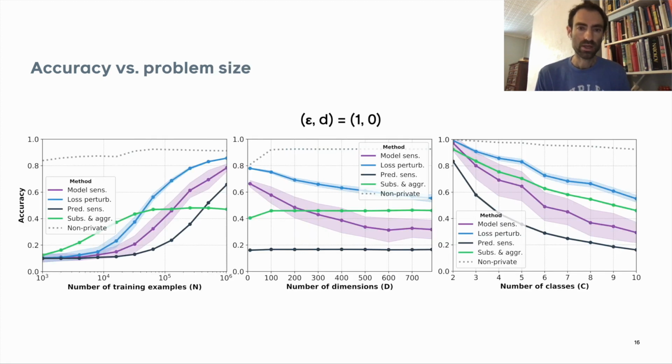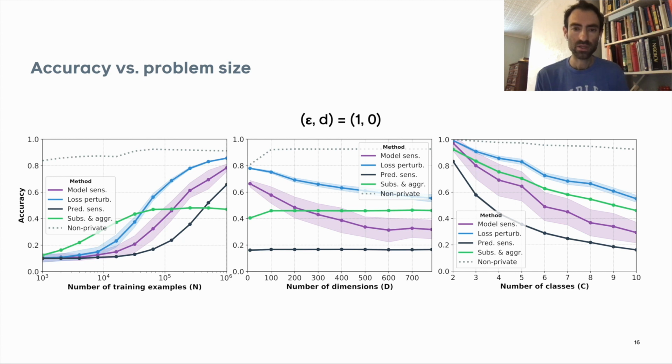We also looked at how accuracy changes as a function of various problem specifications for fixed privacy parameters epsilon and delta. We looked at, for example, how accuracy changes as a function of the number of training examples. What we see there, for the most part, is that the accuracy improves as we increase the number of training examples. However, the subsample and aggregate method actually plateaus, which is not so desirable.